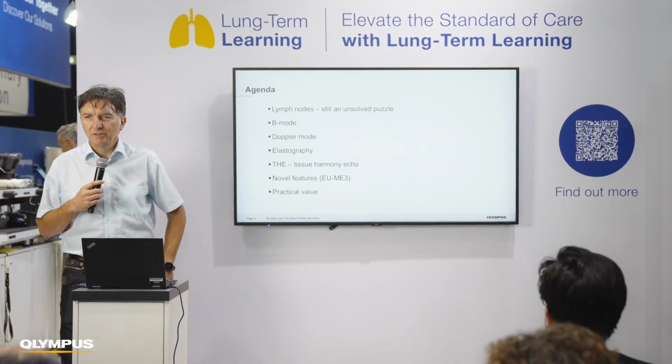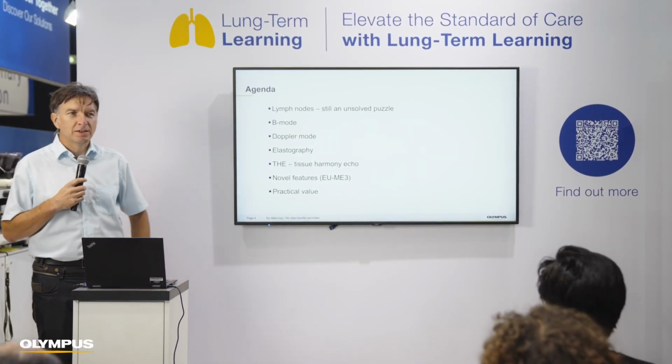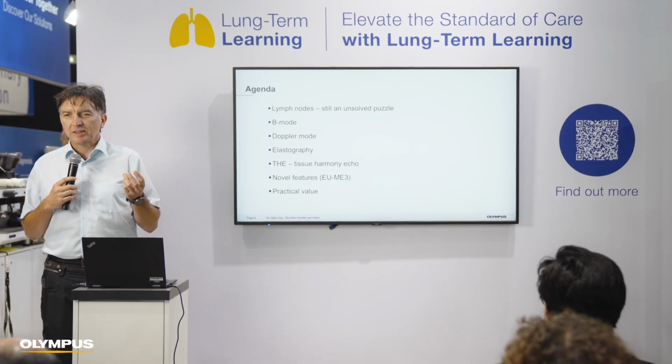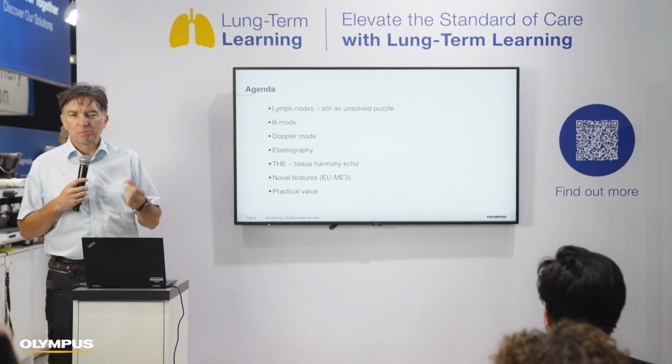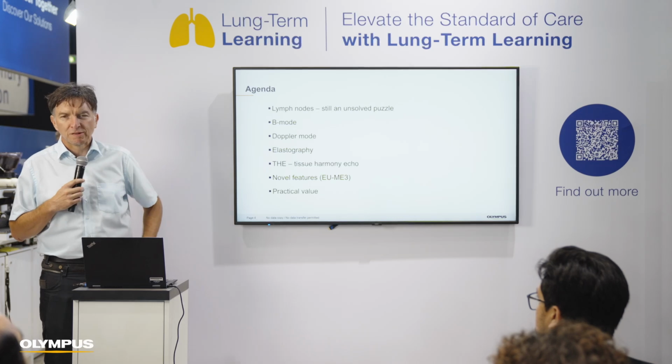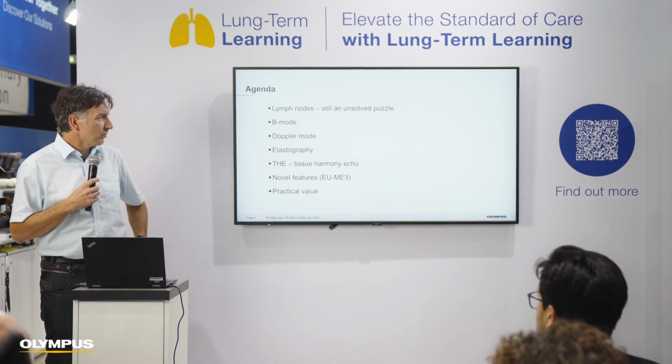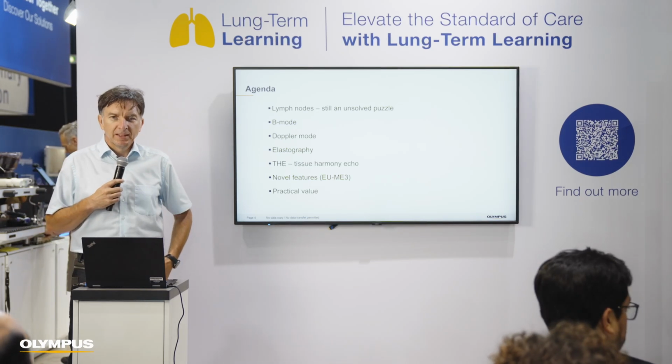What I'm going to talk about today is a little bit about mediastinal lymph nodes, what we can find in these mediastinal lymph nodes, and then how these additional imaging modalities like B mode, Doppler mode, elastography, tissue harmonic echo, and all the features in EU-ME 3 can help us to avoid complications and to get better diagnostic yield.